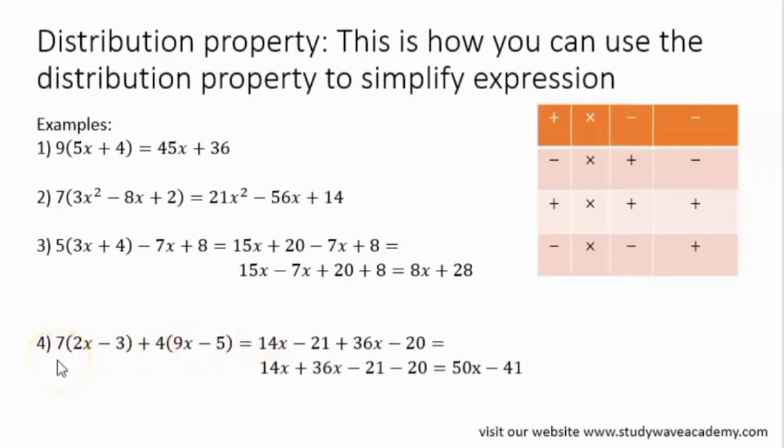Number 4, we have 7 bracket 2x minus 3 bracket plus 4 bracket 9x minus 5 bracket close. So what are we going to do first? Use the number outside to multiply the number inside. Why are we doing that action? To remove the bracket. Let's do it. 7 times 2x. What is going to be our answer? 14x.